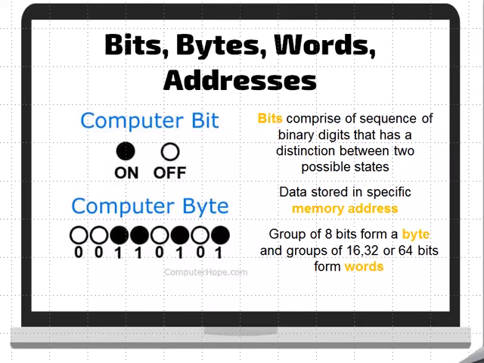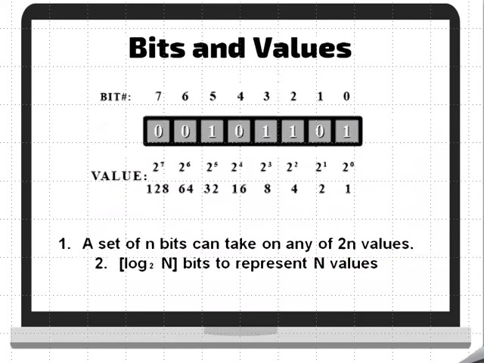These data are stored in a specific memory address, and they can also be grouped. For example, a group of 8 bits forms a byte, and groups of 16, 32, or 64 bits form words. For bits and their values, we can use the below rules to remember that a set of n bits can take on any of 2^n values, and that to represent n values we need ⌈log₂ n⌉ bits, where the brackets indicate rounding up to the next integral value.